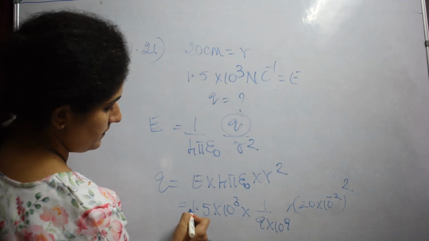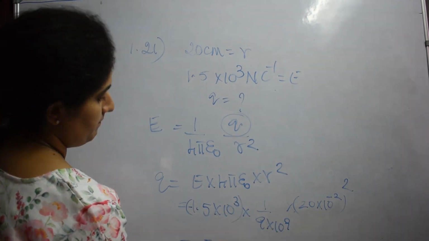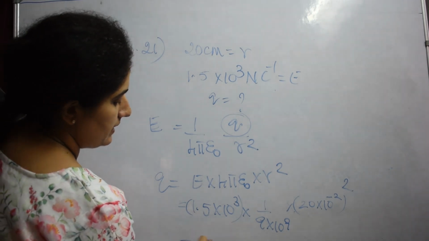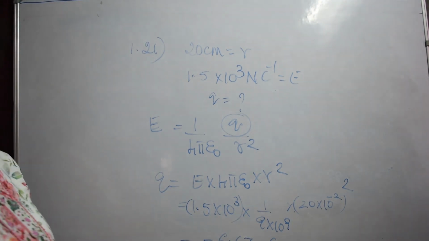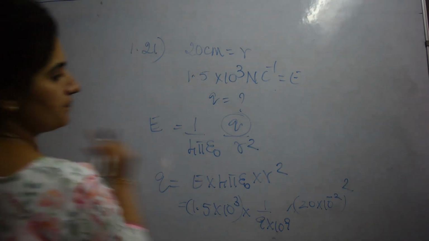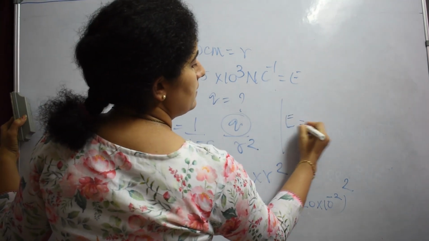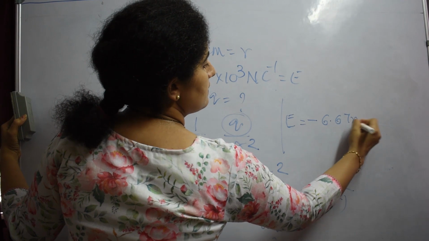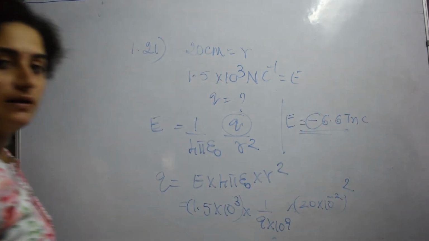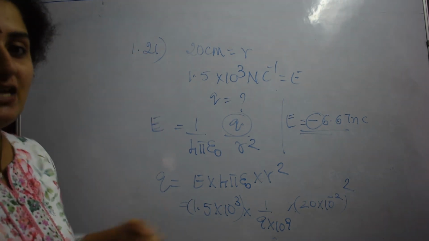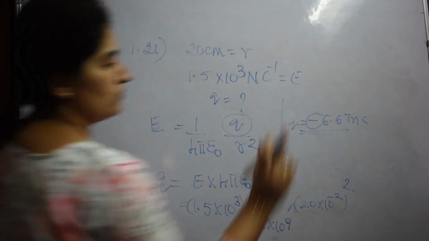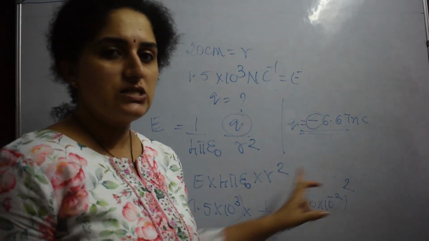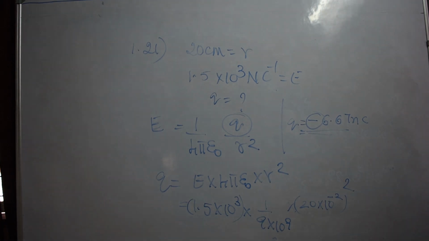It is minus, please include minus here. At the end you can include, no problem. So minus 6.67 nanocoulomb. Answer is minus, so Q will be equal to minus 6.67 nanocoulomb. Why I have written minus here? Because it is given electric field is radially inwards. So when it is inwards, the value of Q should be negative. This is very, very important. Negative charge is very much important, so that you write the sign at the end. Okay.